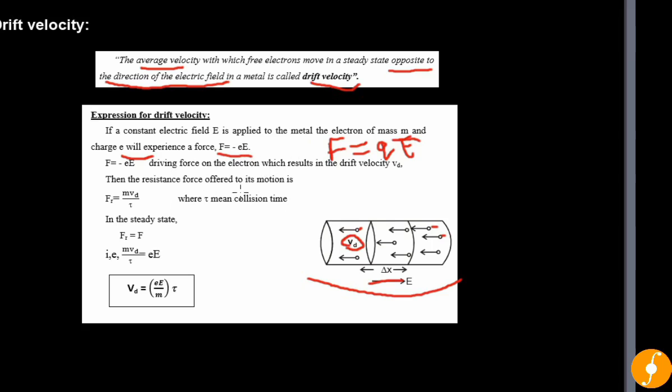Then the resistance force offered to its motion is given by the formula m v by tau, where tau is the mean collision time. We use Vd in place of v because the velocity of the electrons is nothing but the drift velocity. So the resistance force is m Vd by tau. In the steady state, these two forces should be equal, so we equate Fr with F, substitute the values, and we can find the value of drift velocity. So this is the formula for drift velocity.